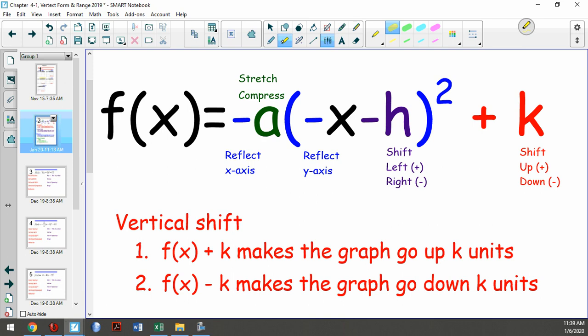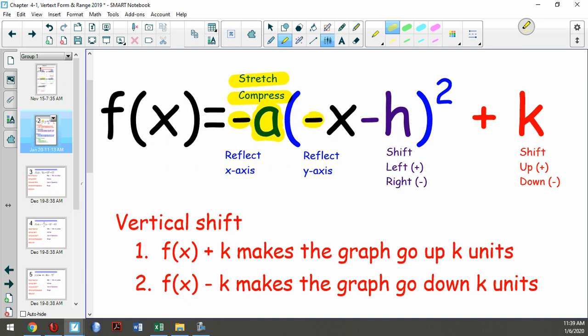What does this negative do right here? It reflects it from being a u down to a horseshoe and reflects it over the x-axis. Would you agree? The a is going to be a stretch when it is greater than 1. Yes? It'll be a compress when it is a number between 0 and 1, a fraction. Remember that? Compress is your cereal bowl. A stretch is your travel mug. Do we all remember me talking about this previously?